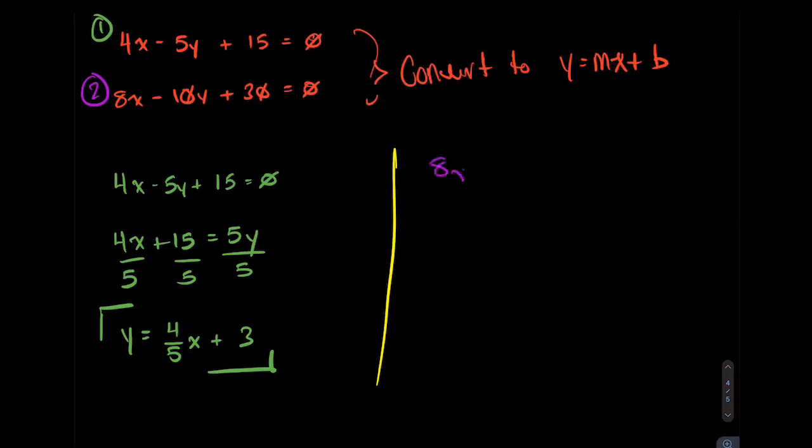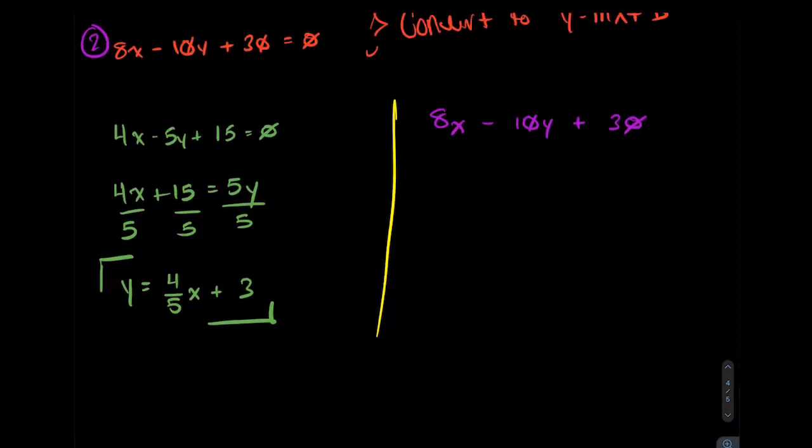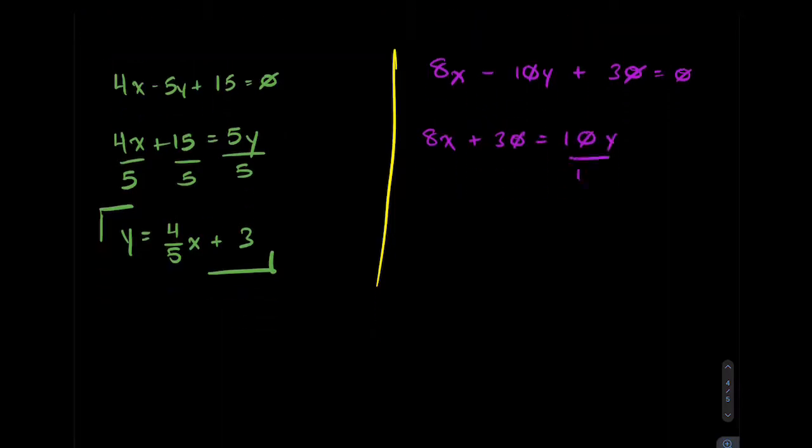We had 8x minus 10y plus 30 equals 0. Let's do the same thing. We need to get y on its own, and I'm just going to kick this 10y over here by adding 10y. So we get 8x plus 30 equals 10y. We need y on its own, so we're going to divide by 10. What we're left with is y equals, what's 8 over 10? That's the same thing as 4 over 5, right? We can divide both by 2. 4 over 5x plus 3.